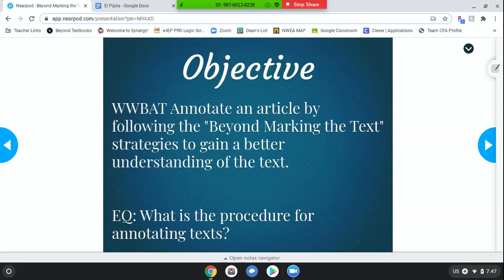This is important because we are going to annotate texts quite a bit in this class. So I want to make sure that you guys are familiar with the process. It'll be slightly different every time, but more or less, these will be the steps we take.